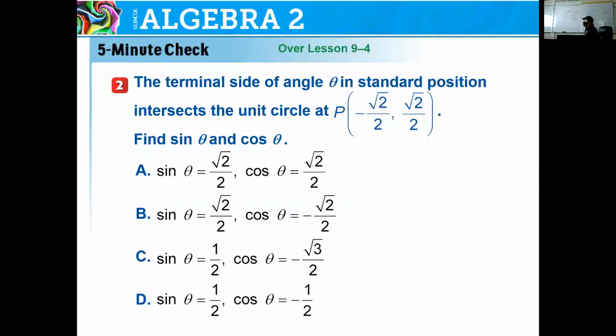If anybody wants to know, this angle is actually 135 degrees. It's one of your special triangles in terms of trig ratios, with a 45, 45, 90.